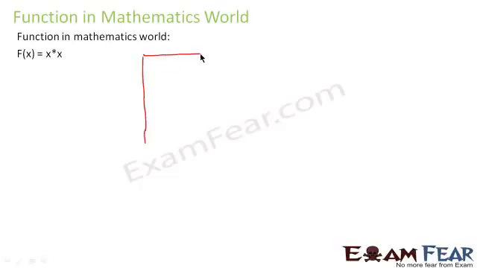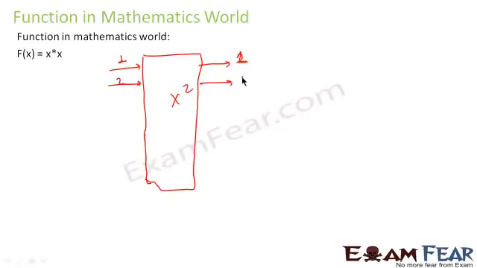Let's see function in the mathematics world. Example, we have f(x) = x squared. Let's assume this is a function. I'll create a bigger one. This function is f(x) = x squared, so whatever input you give, it squares. Example: if you give 1 as input, what you get is 1 squared, that is 1. When you give 2 as input, you get 2 squared, that is 4. When you give 3 as input, you get 3 squared, that is 9. When you give 4 as input, what do you get? 4 squared, 16. When you give 5 as input, you get 5 squared, that is 25.